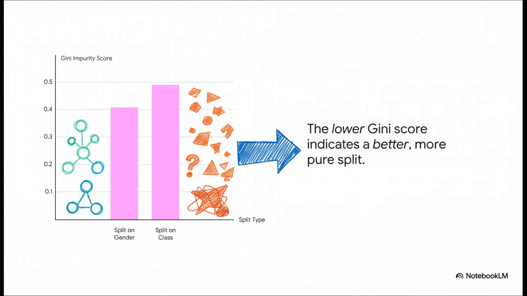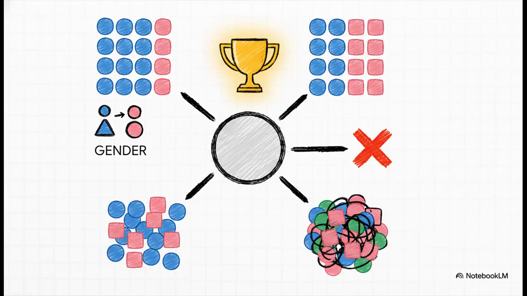And once the math is done, the answer is clear. Splitting by gender gives us a Gini score of about 0.409. But splitting by class? That gives us a higher, more impure Gini score of 0.491. And remember what we said about Gini? Lower is better. So there you have it. The split on gender is the clear winner. It gets the lower Gini score because it did a better job creating pure groups.